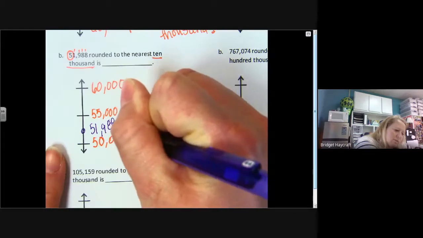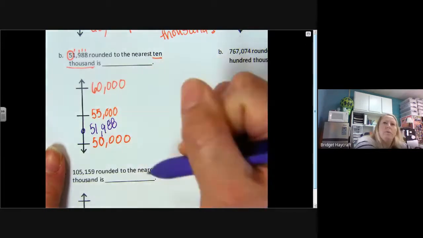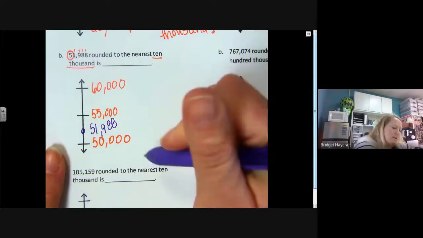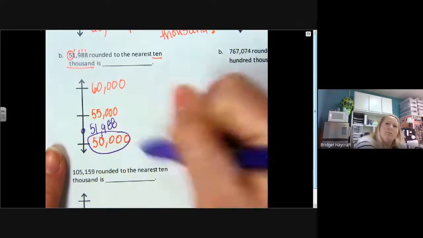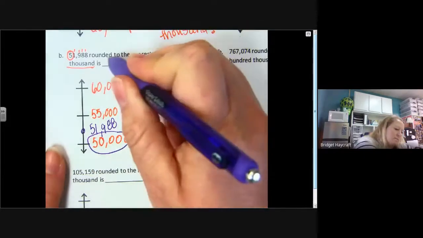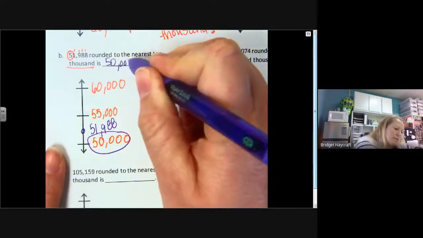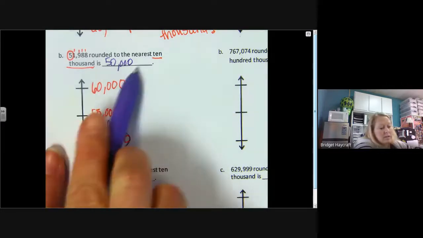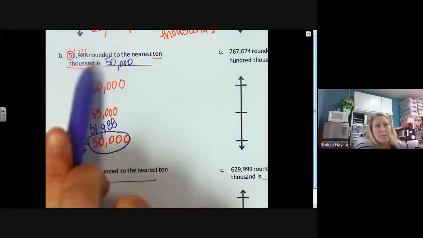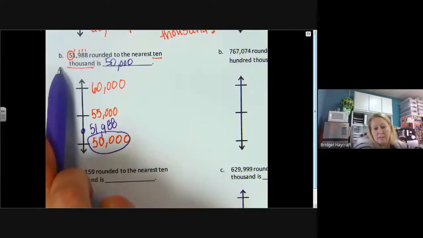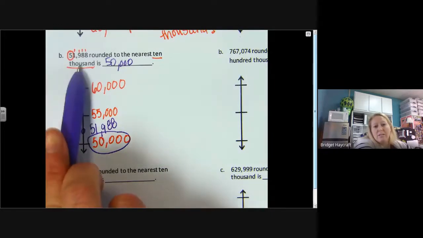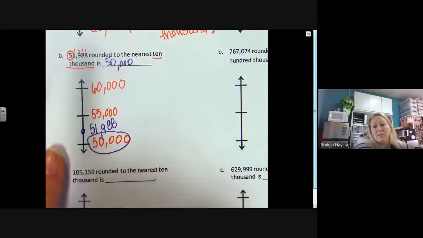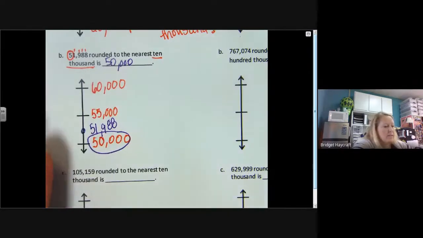51,988. Remember, we can't choose the midpoint when we're rounding to the nearest 10,000. So we have to choose 50,000. So this will round to 50,000. I will tell you, I think everybody in here has this. The one thing, if you're not looking very closely at what unit you are rounding to, you will not get it. Because if you round this to the thousands or to the tens place, then you're going to miss it. So let's look at the next one.